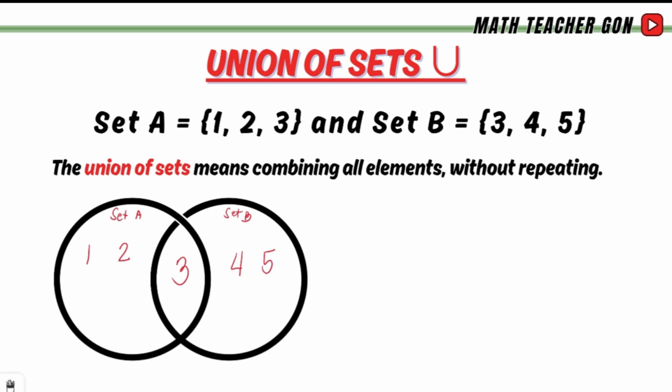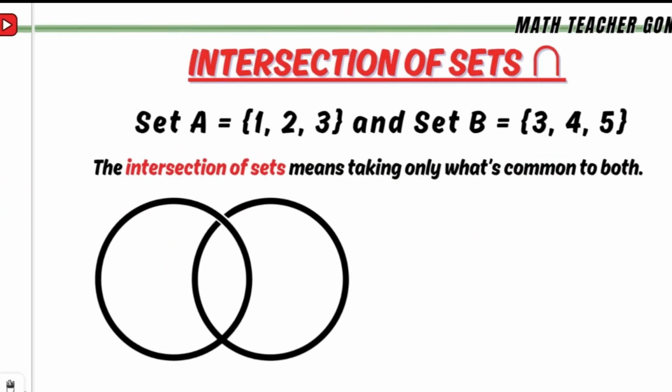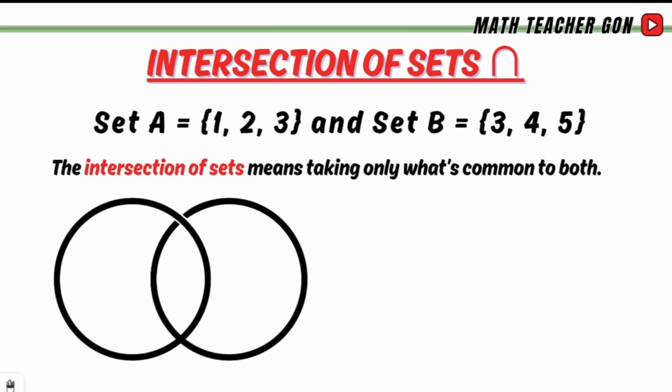Again, the union of sets means combining all the elements. So you have here A union B, and let's write all the elements. You have 1, 2, 3, 4, and 5. Since it says that there should be no repetition or without repeating any element, we will just write 3 once.